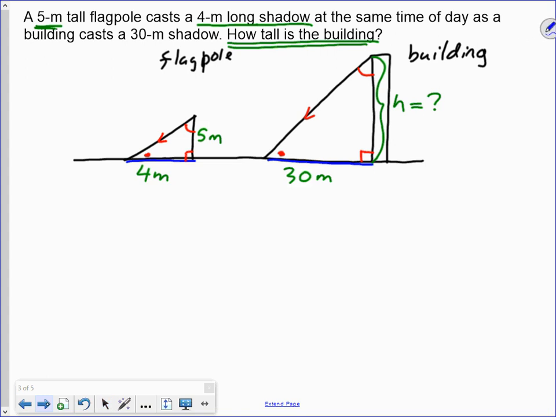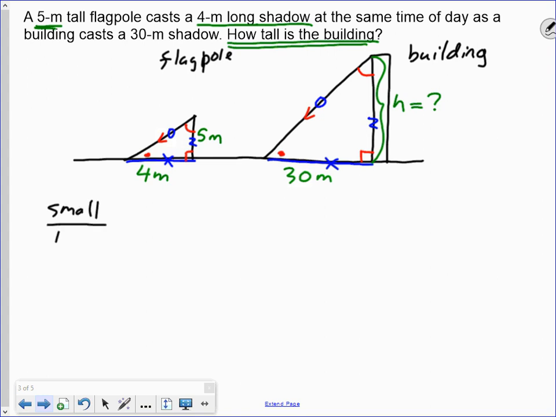We can start matching up our corresponding sides. And this is pretty much done for us already. We know that this side and this side are going to be corresponding. We know that our two shadows here and here are going to be corresponding. And finally, this side and this side are going to be corresponding. So we can set up our proportion here.